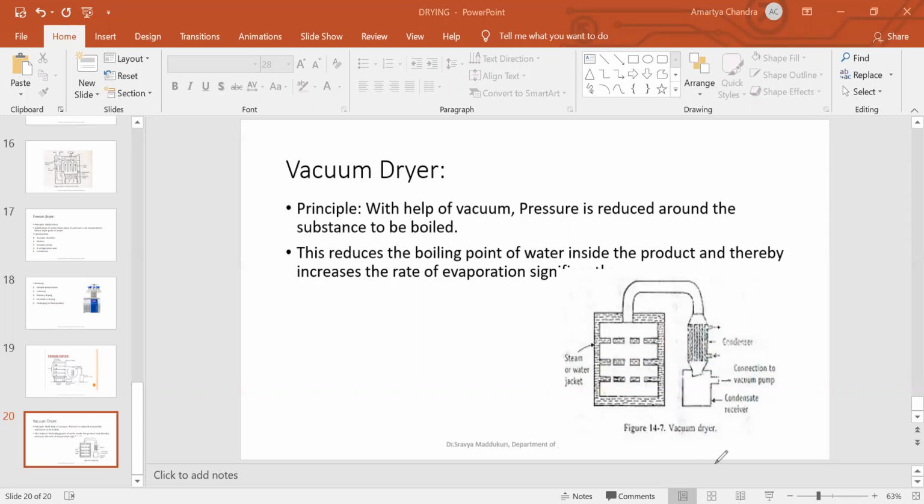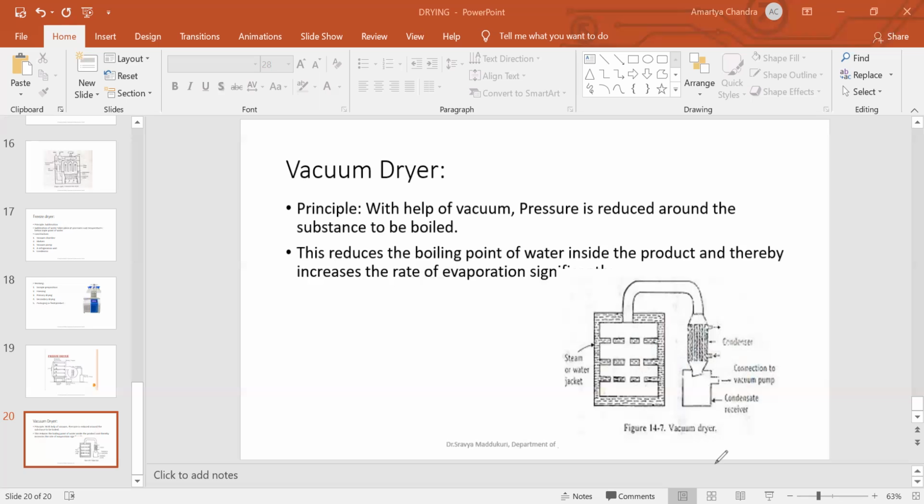And the pressure maintained inside the vacuum dryer is generally between 0.029 to 0.059 atmospheric pressure. The boiling point of water is 25 to 30. The usual boiling point of water is 100. Drying starts from 60. But here, the boiling point itself is 25 to 30. So drying starts somewhere between 15 to 20 degrees centigrade.